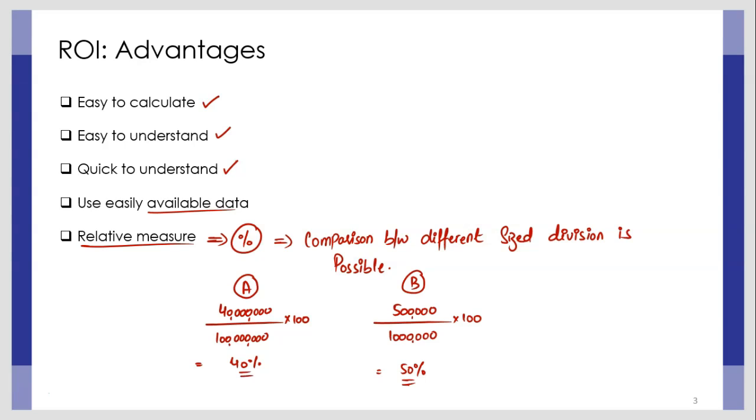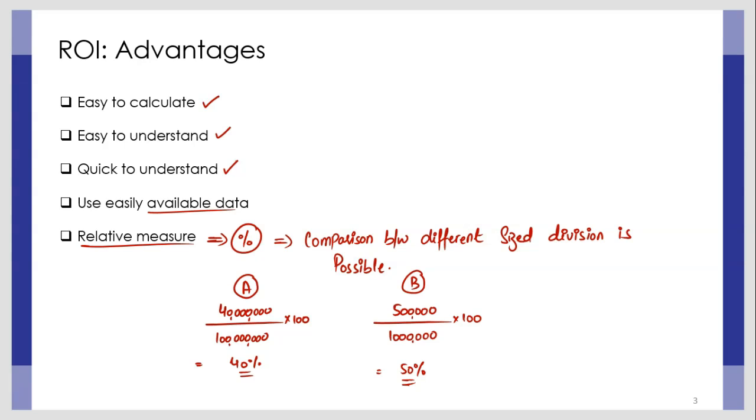Why? Because I'm not comparing the amounts, I am comparing the percentage, right? I'm considering what percentage of profit has been generated by division A and what percentage of profit has been generated by division B. So both divisions are talking about percentage of their profit of their respective capital employed. So percentage can be compared, amount cannot be compared.